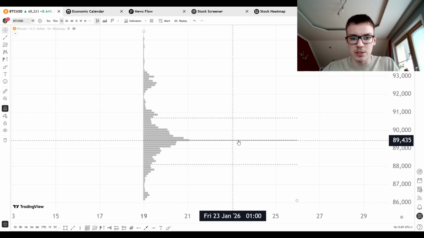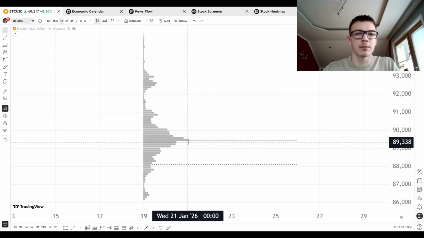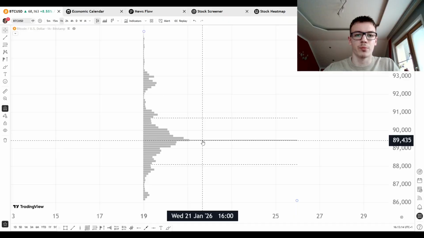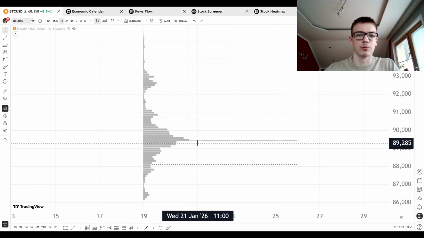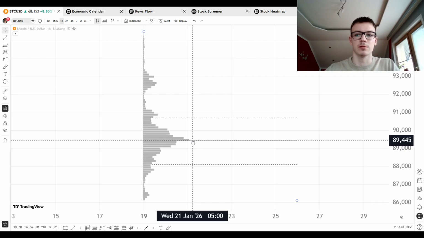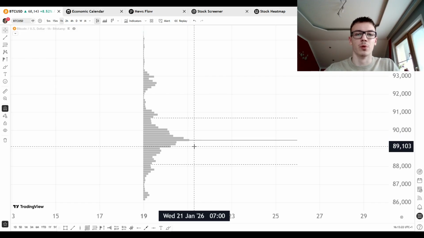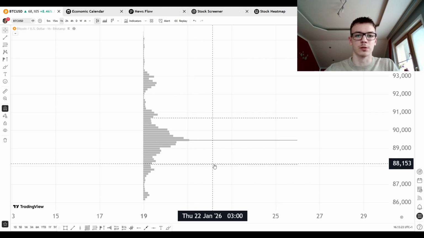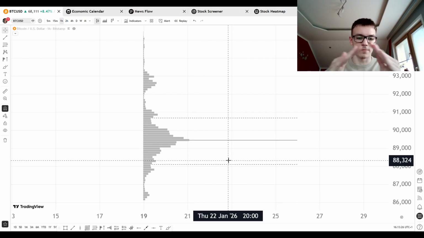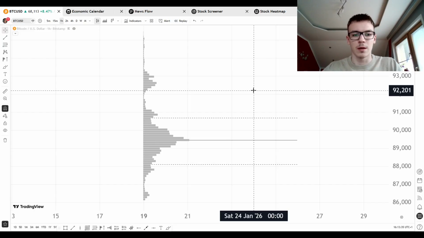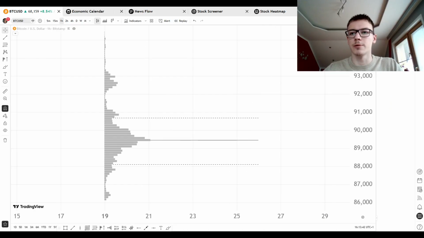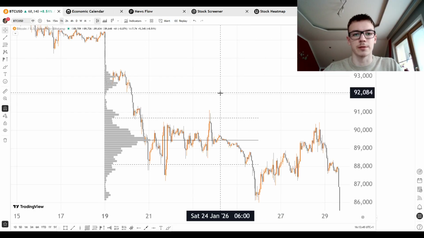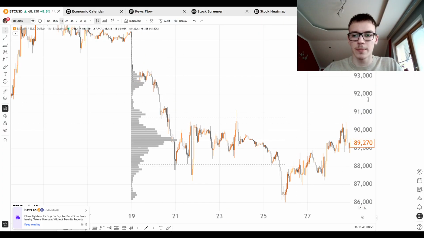And then you have this middle line, which you can kind of guess what this is. This is actually the point of control, or the point of the peak. It shows you the price where most volume was traded, the peak of all volume. And now, why is this so important? Let's turn on the charts that I have set for this one.